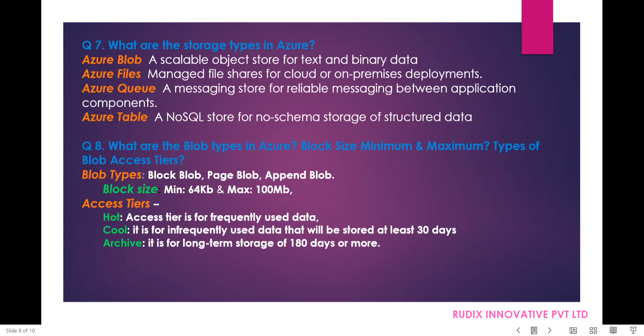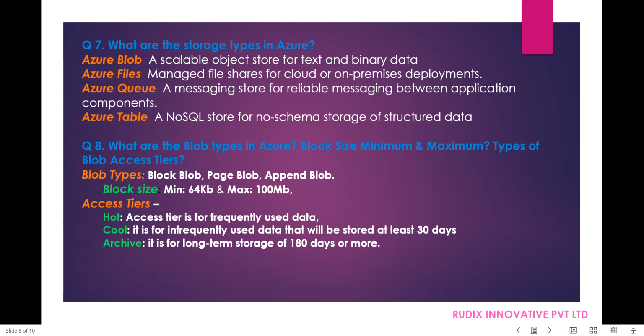What are the blob types in Azure? What is the minimum and maximum block size? What are the types of blob access types? Blob types: block blob, page blob, append blob. Block size: minimum 64 KB and maximum 100 MB.